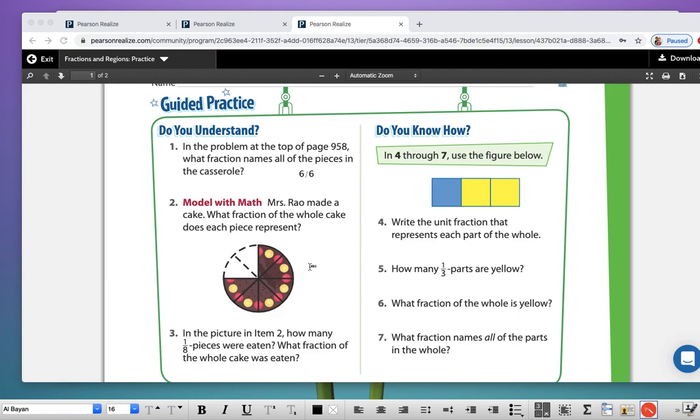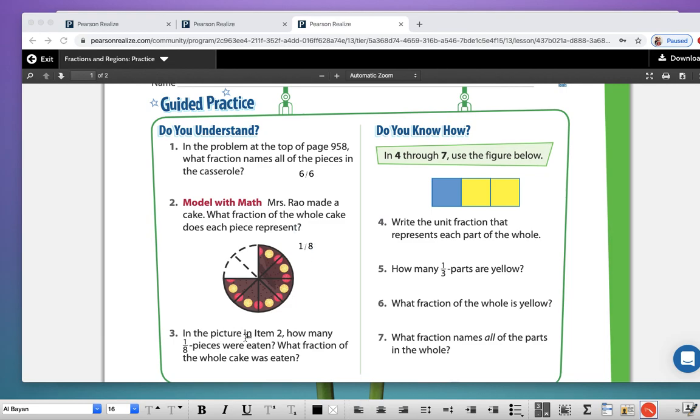Motto with math. Mrs. Rao made a cake. What fraction of the whole cake does each piece represent? So now we have to count how many pieces there would be in this cake, even though there are pieces missing. So let's count. Let's start right here. 1, 2, 3, 4, 5, 6, 7, 8. So this was cut into how many pieces? It was cut into 8 pieces. So each piece represents 1/8.